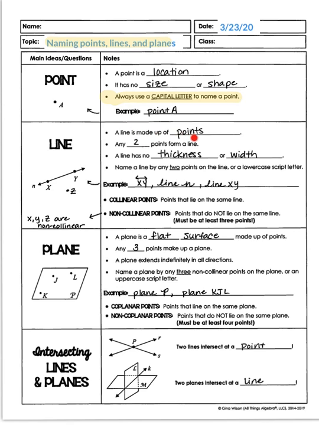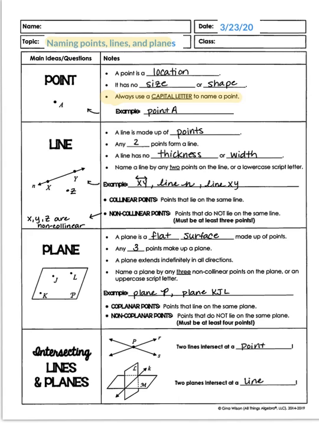So if we move on, line is our next vocabulary word. A line is made up of points, and any 2 points form a line. It could be more than 2, but you have to have at least 2 points to create a line. So we have point X and point Y. Those together create this line. A line has no thickness or width, and you're going to name a line by any 2 points on that line or a lowercase script letter.